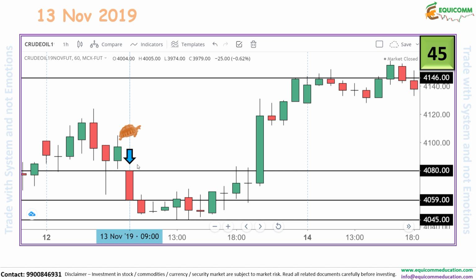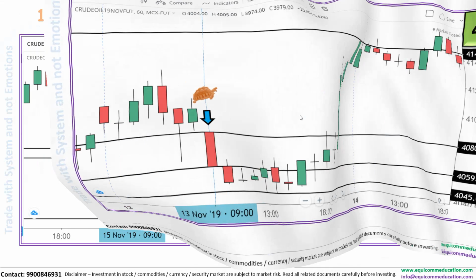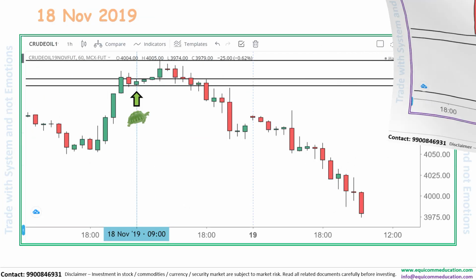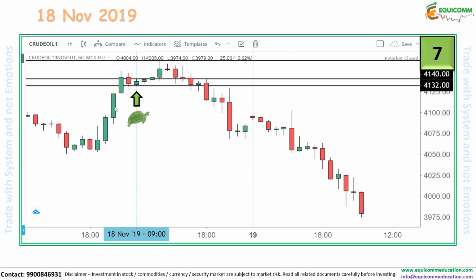13 November. See red turtle candle, come down and then return back. First entry target stop loss got hit. Second entry target got hit. 15 November, see the red turtle candle, how nicely price has come down and then it came up. Can I take a reverse trade over here? Answer is no. Your target is already achieved in the first one. Do not take the reverse buy entry. 18 November, I think this is the last day of the contract. Buy, target achieved.